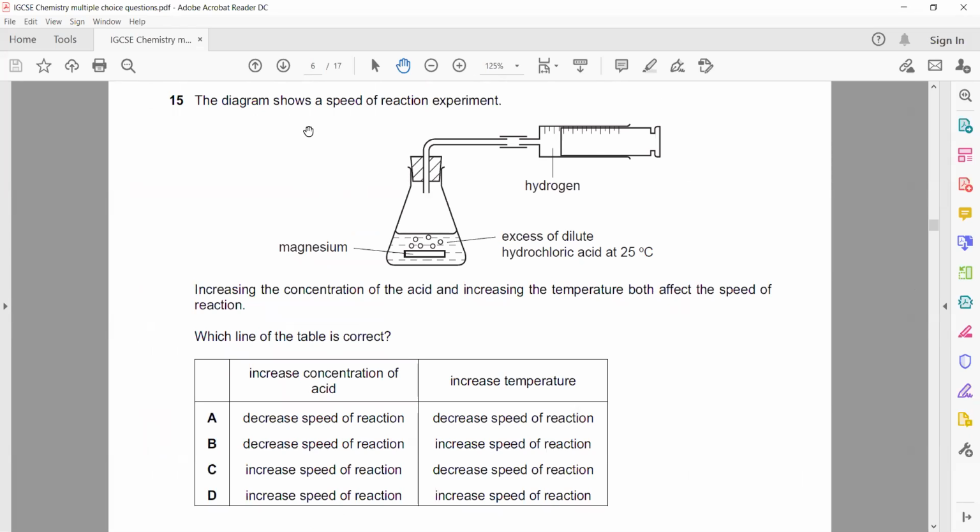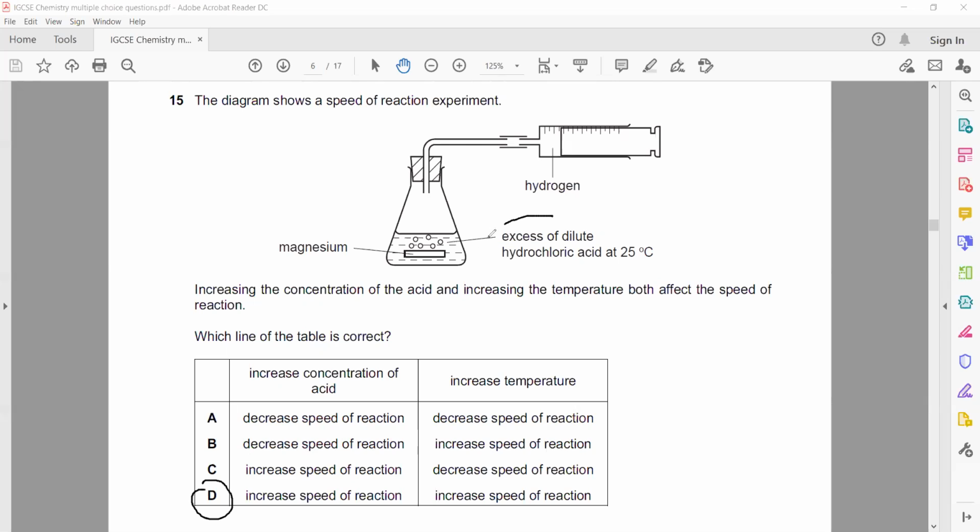The diagram shows the speed of reaction experiment. Magnesium reacted with excess, meaning more than enough, dilute hydrochloric acid at 25. Increasing the concentration of the acid and increasing the temperature both affect the speed of the reaction. Which line is correct? Greater concentration will give a faster rate. And when we increase the temperature, the particles will have a greater number of collisions. It will also increase the rate of the reaction.